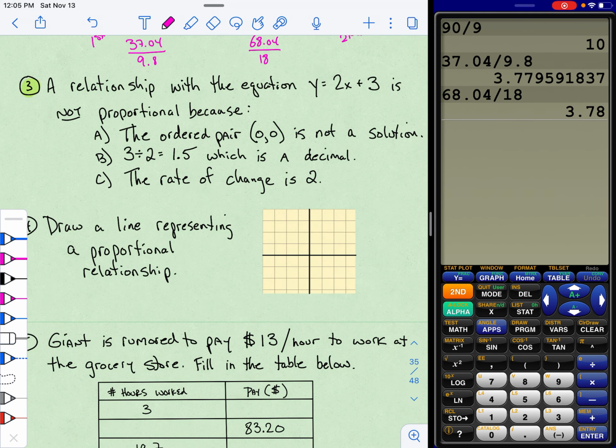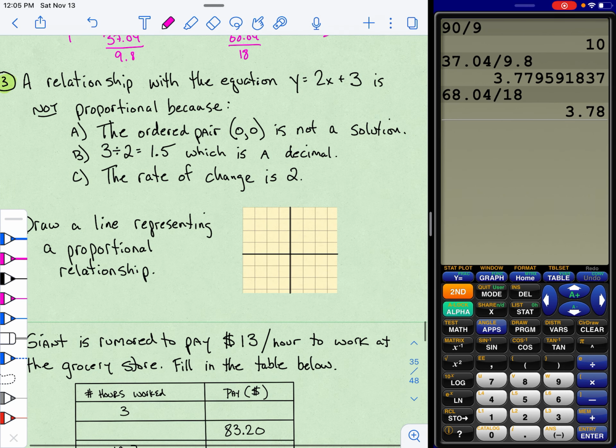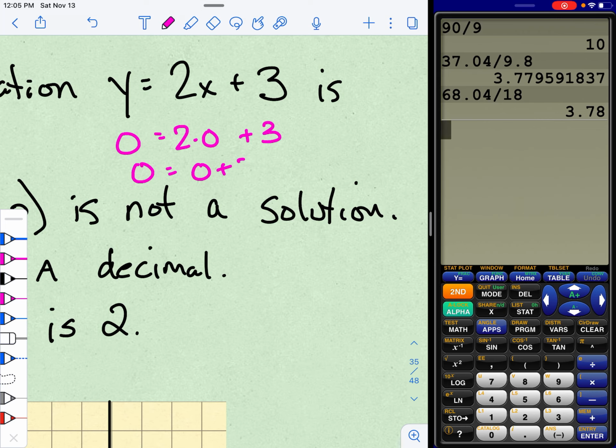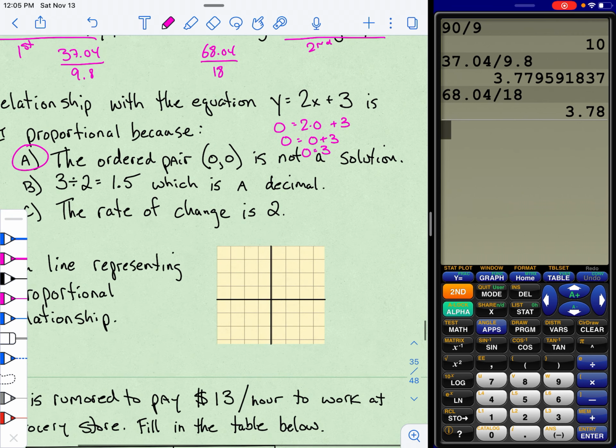Number 3, a relationship with the equation blank is not proportional. It's not proportional because of this part right there. It's not proportional because of the plus 3. And what I mean by that is the ordered pair is not a solution. It's this choice right here. If I were to put 0 in here, 2 times 0 plus 3, I'd get 0 equals 0 plus 3. That's going to be 0 equals 3, and that's not true. That's just false. So that is the incorrect answer.